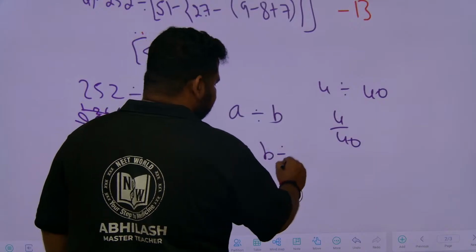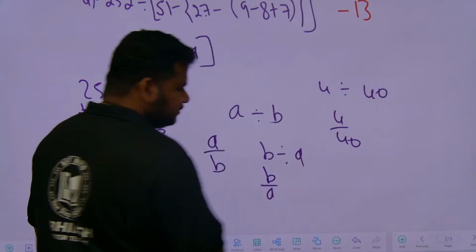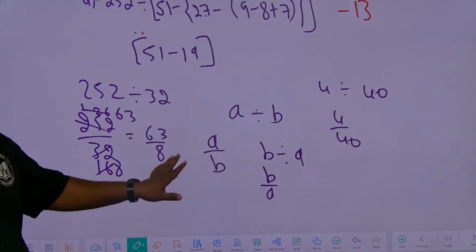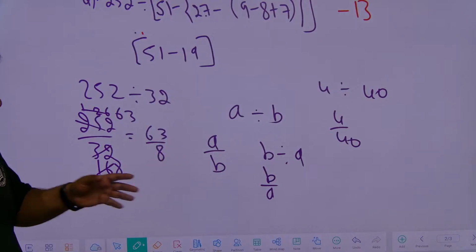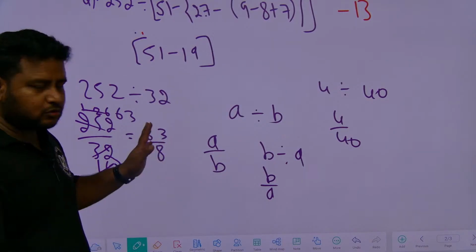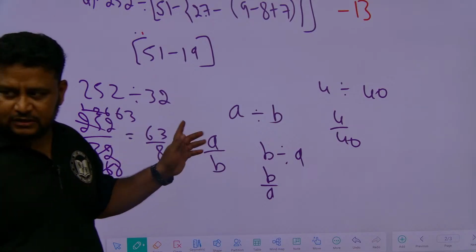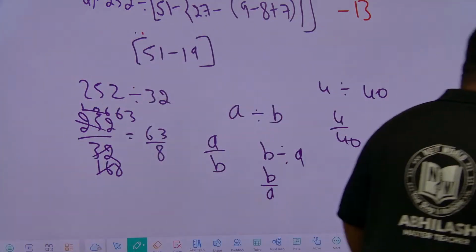B divided by a means you will write it as what? B by a. Understood? This is the thing you have to know. Very basic you have to know. So let us take up one more question. Such type of questions we will do more. Clear? Understood with this? Okay, let us take some other questions.